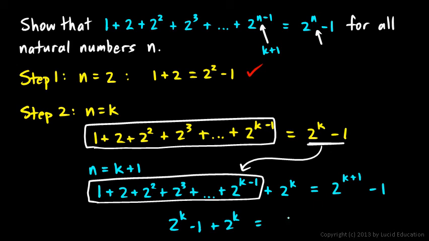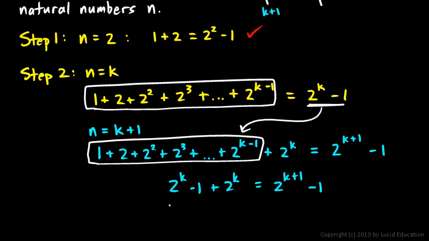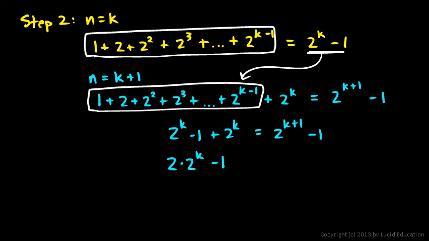And on the right side, this is 2 to the k plus 1 minus 1. Now, are those the same? Yeah, look at this. 2 to the k plus 2 to the k. Let me scroll down here. 2 to the k plus 2 to the k is 2 times 2 to the k. And then we still have the minus 1. And 2 times 2 to the k is the same as 2 to the 1 times 2 to the k. And you can see that 2 to the 1 times 2 to the k is just 2 to the k plus 1 minus 1, which is the right side.